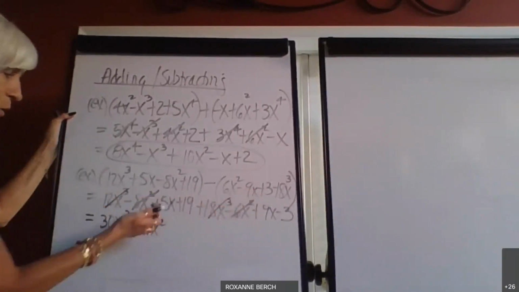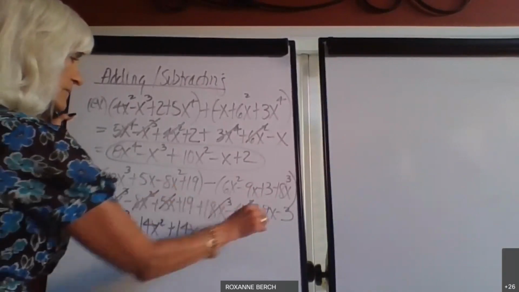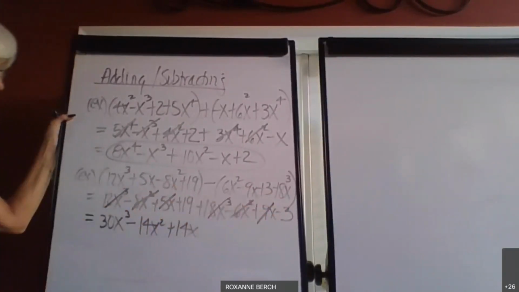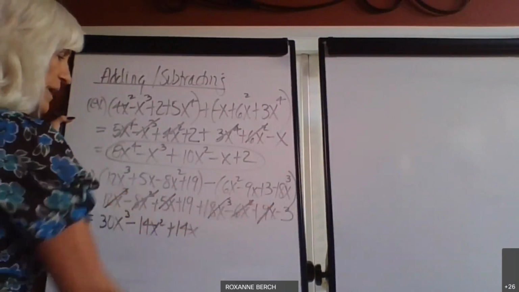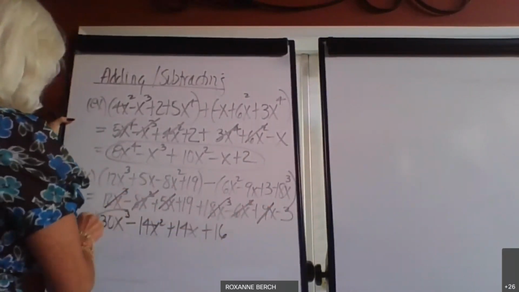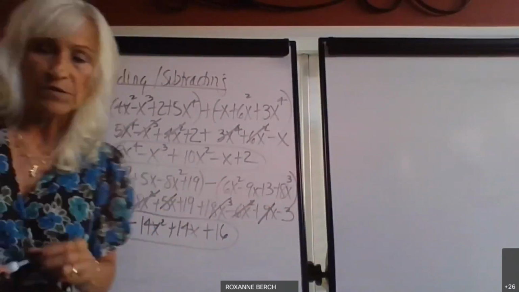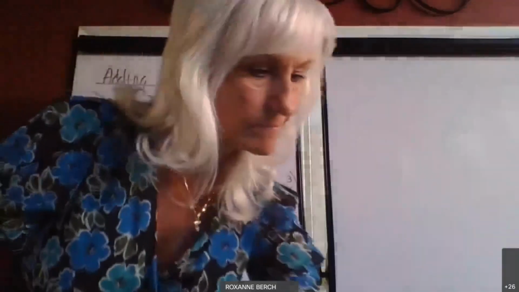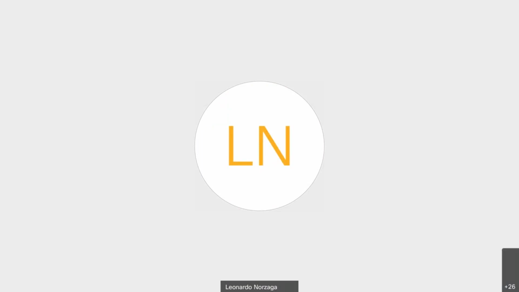Okay, moving right along. What's 5 and 9? 14x? Yes. And what's 19 minus 3? 16. Okay, unmute yourself if you think this is right. Looks good to me. Yeah, it's right. Yeah, okay. All right.